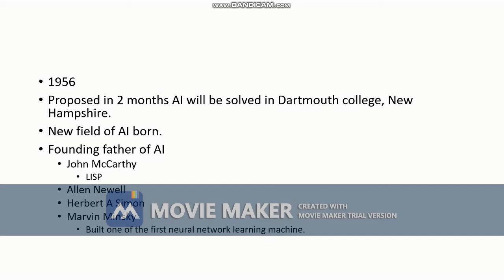Then the other people were Allen Newell, Herbert A. Simon, and Marvin Minsky. Marvin Minsky is also responsible for many contributions in AI, and he was the first one who built the first neural network learning machine. So these four people are considered to be the founding fathers of AI.